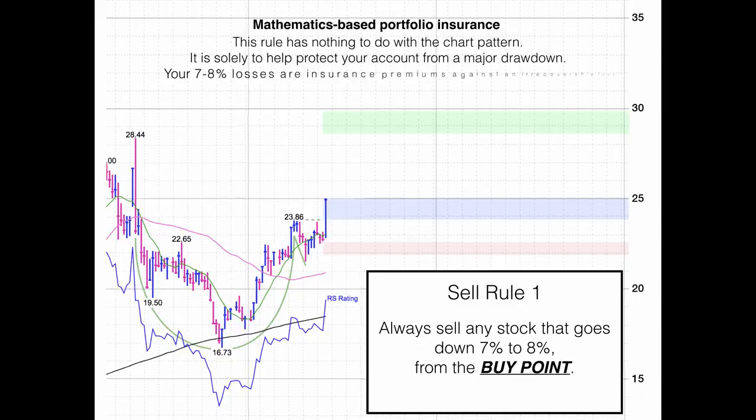So think of this as insurance. This rule has nothing to do with the chart pattern. It is solely to help protect your account from a major drawdown. Your 7% losses are insurance premiums against an irrecoverable loss. And think of them that way. Every time you take a 7% loss, nobody likes to take that 7% loss, but it's an insurance premium against a damaging loss, a major drawdown, which has damaged your portfolio.